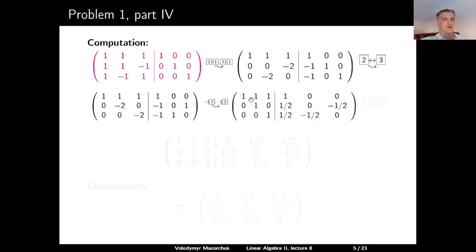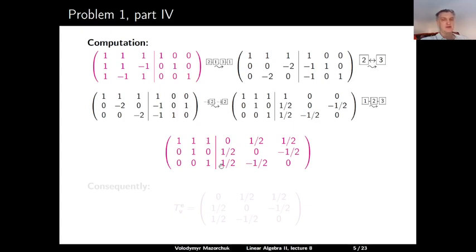And now we have to kill these ones. So we have to kill 1 here. For this, we should subtract row 2 from row 1. And to kill this one, we subtract row 3 from row 1. So we subtract both rows 2 and 3 from row 1.